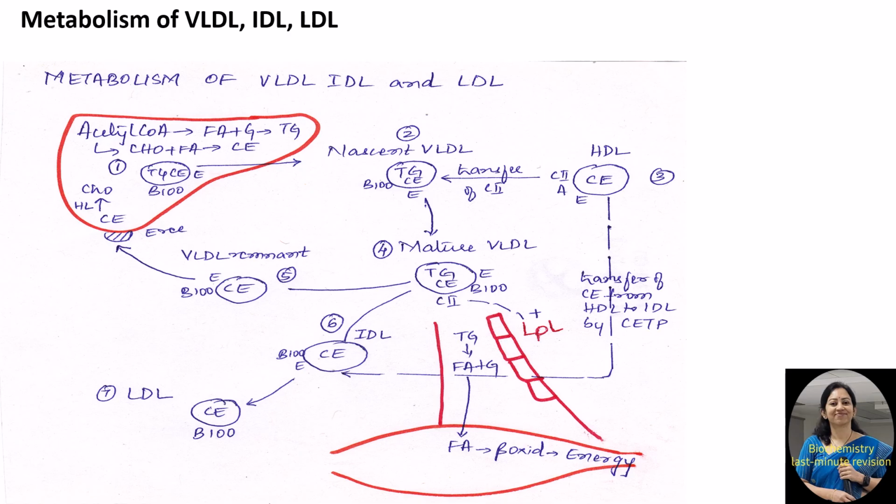So once it loses its endogenous triglyceride content, this VLDL gets converted to VLDL remnant, and through apolipoprotein E, it goes and binds to the E receptors on the surface of the hepatocytes, releasing the cholesterol esters, which is acted upon by hepatic lipase, releasing the free cholesterol. So this is about metabolism of VLDL, IDL and LDL.